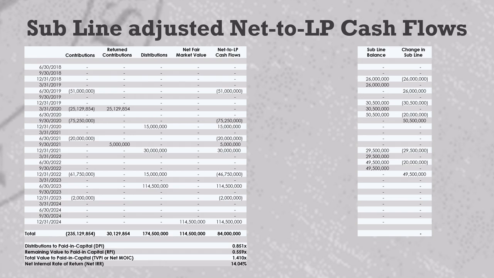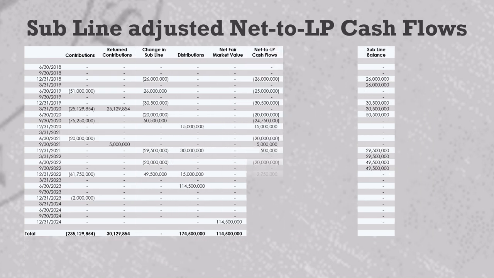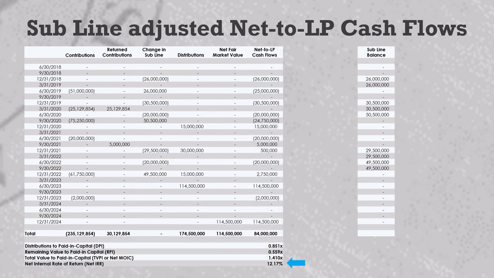We can treat these changes just like contributions, and when we move this column over to the left, we get a new set of subline adjusted net to LP cash flows, which provide identical net multiples but a slightly lower net IRR of 12.17%. This is our subline adjusted net IRR, and it just so happens to be exactly the same as the 12.17% that we got from the better net return model earlier in this presentation.